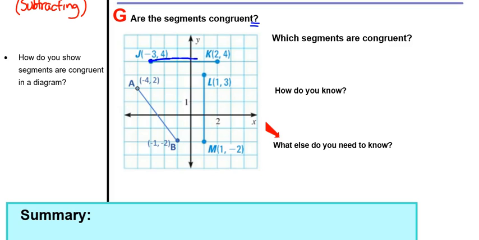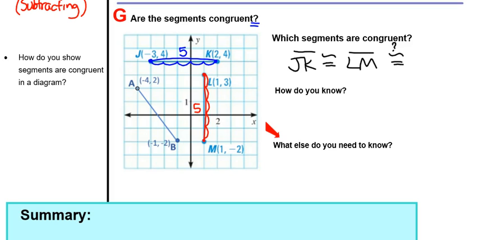Well, thinking about what we just talked about, J to K, if I count those spaces, 1, 2, 3, 4, 5. JK is 5 spaces. Then LM, different than what we did, but it does go straight down. L to M, 1, 2, 3, 4, 5 spaces. The one that's a little bit tricky is A to B. We didn't talk about things that go sideways. So it says which segments are congruent. We know that JK is congruent to LM, but I don't know about AB. We didn't talk about that at all.